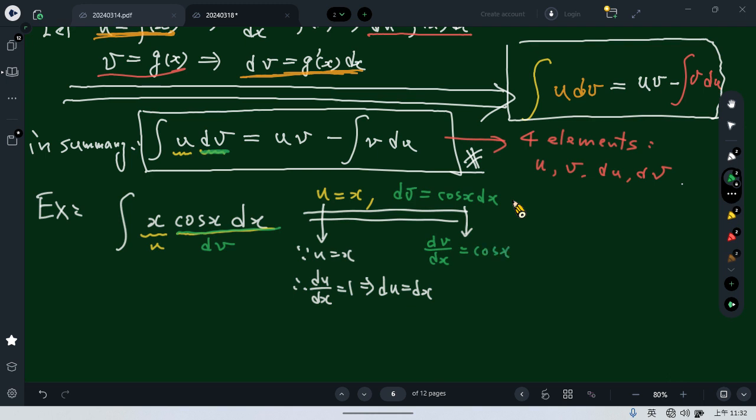So v will be what? Sine x. The simplest one should be sine x. Of course, you can say sine x plus 1, or sine x minus 100, but we just find the typical one, sine x. Because if dv over dx is cosine x, one possibility for v is sine x. So right now you can see we already have 4 elements.